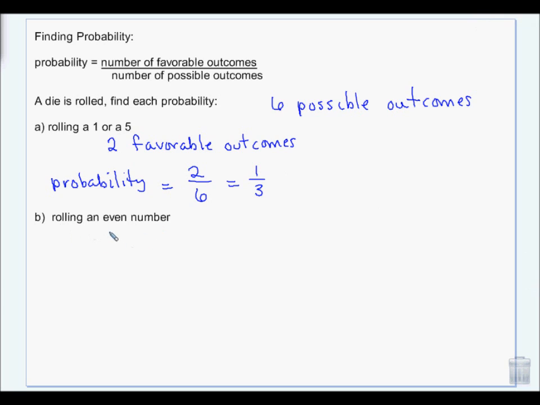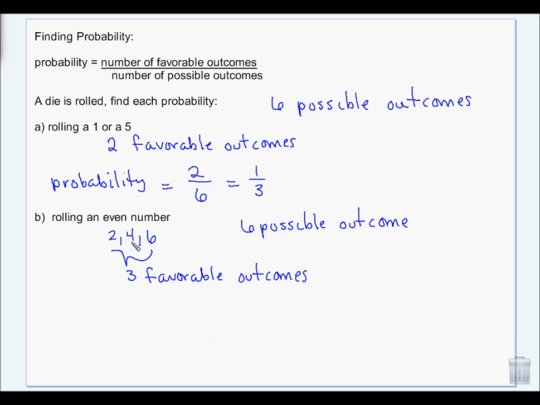Okay, rolling an even number, that means 2, 4, or 6, right? I still have my 6 possible outcomes because the dice still has 6 sides. But here I have rolling an even number. These are 3 favorable outcomes. Right, so I've got 1, 2, 3 that I would like. And so I put that 3 over the 6, so the probability is the 3 favorable over the 6 possible, and then I'm going to reduce that to 1/2. So my probability is 1 out of 2.